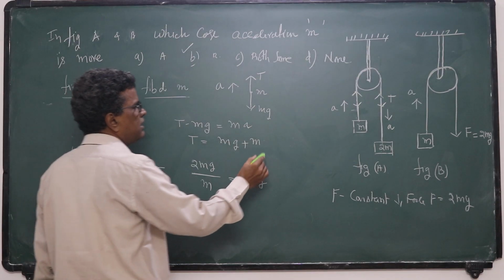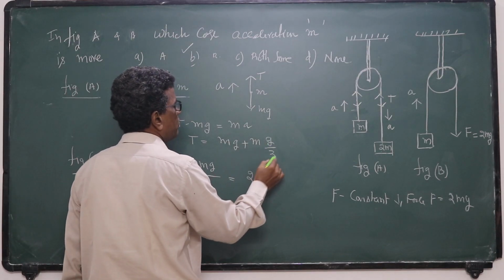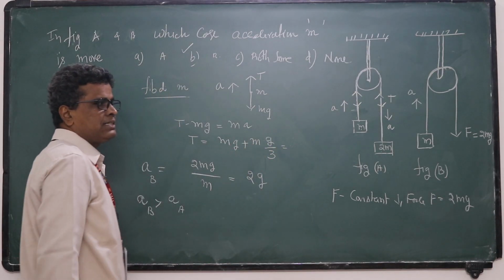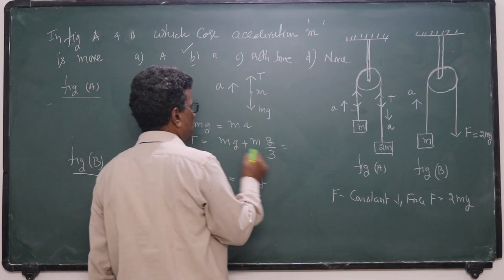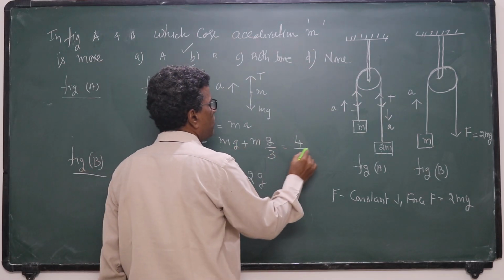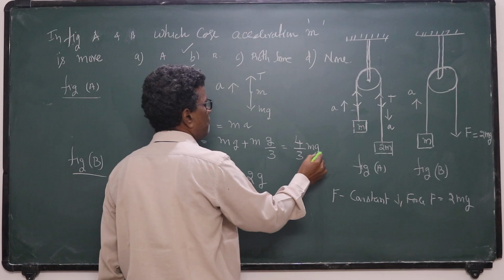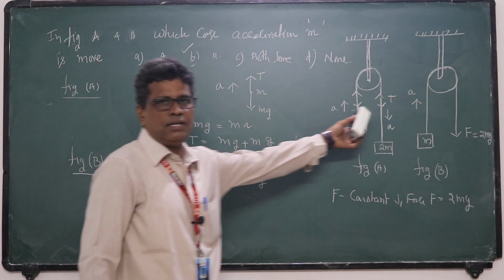What is a in case A? g by 3. So that is mg plus mg by 3. That is 3 plus 1, 4. So 4 by 3 mg. That is the tension in this case.